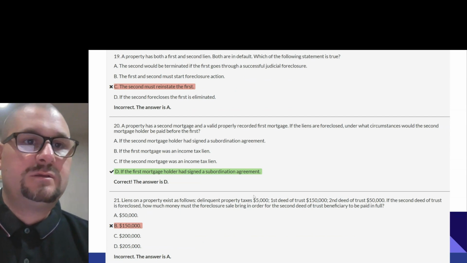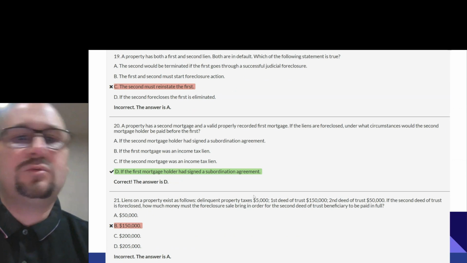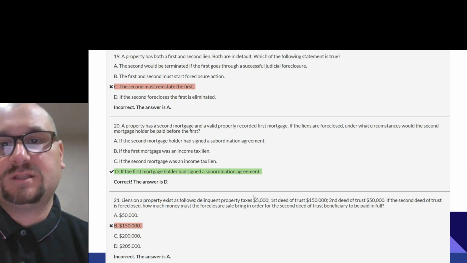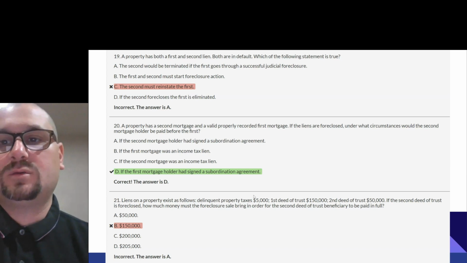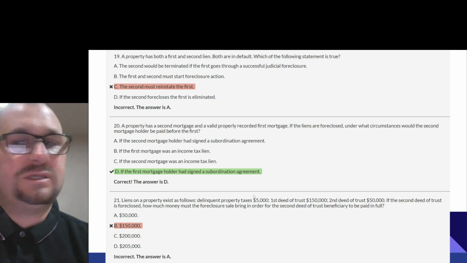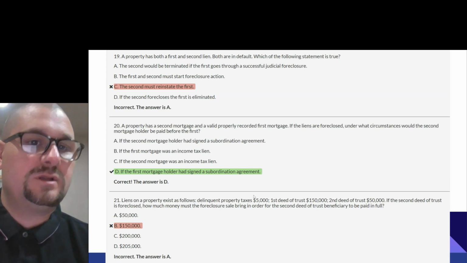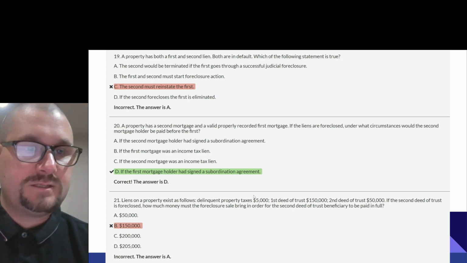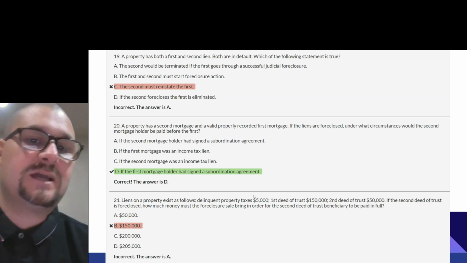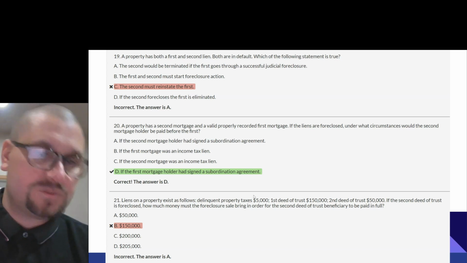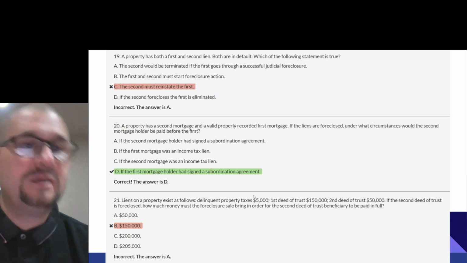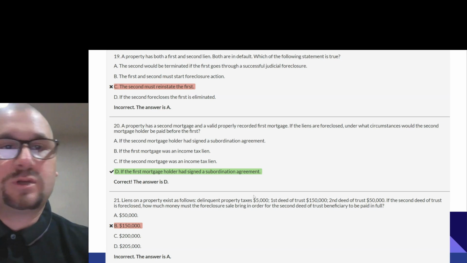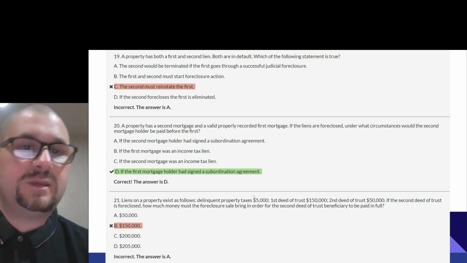Number 20, a property has a second mortgage and a validly recorded first mortgage. If the liens are foreclosed, under what circumstances would the second mortgage holder be paid before the first? Delta, if the first mortgage holder had signed a subordination agreement. So if the first mortgage holder had signed a subordination agreement, that's when the second mortgage holder can be paid before the first.